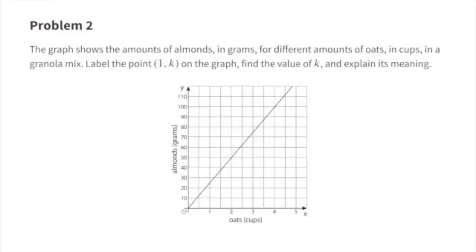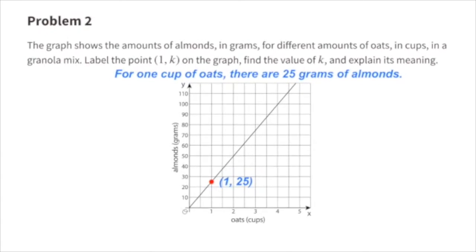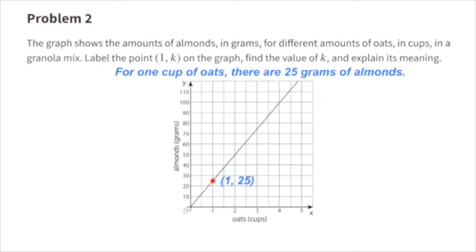Problem number 2. The graph shows the amounts of almonds in grams for different amounts of oats in cups in a granola mix. Label the point (1, k) on the graph, find the value of k, and explain its meaning. For 1 cup of oats, there are 25 grams of almonds. So in this case, the unknown k would be 25, and that represents 25 grams of almonds.